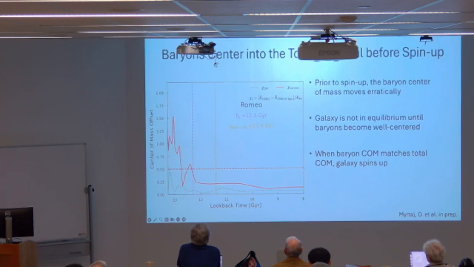So if it's not the central concentration of the galaxy potential, what can it be? One idea is that the galaxies at this stage in their evolution are far from equilibrium, and the potential is unstable before the disk. A parameter that I've come up with to measure this equilibrium is the centering of the baryons, the gas and stars throughout the disk. So this figure measures the evolution of the dark matter and baryon center of mass offsets from the total center of mass.